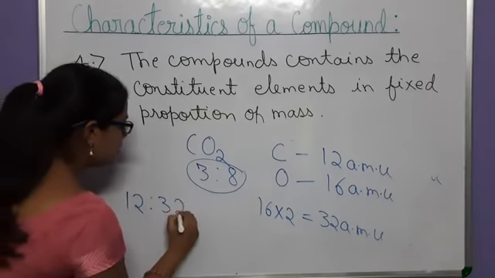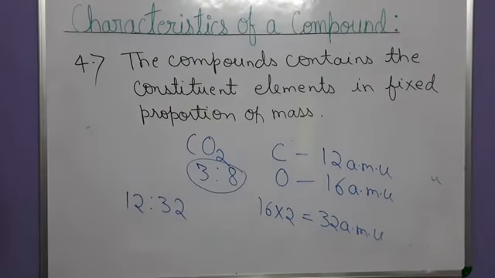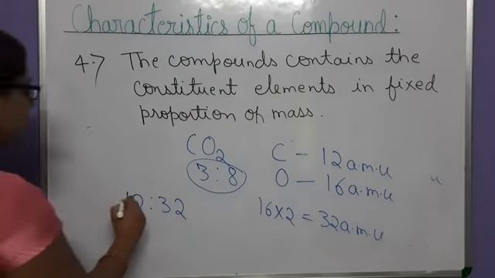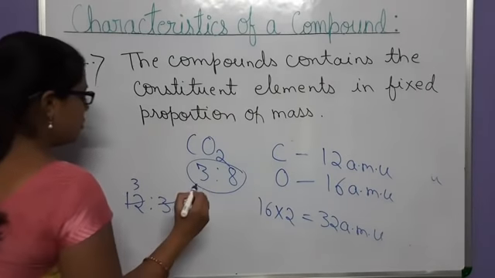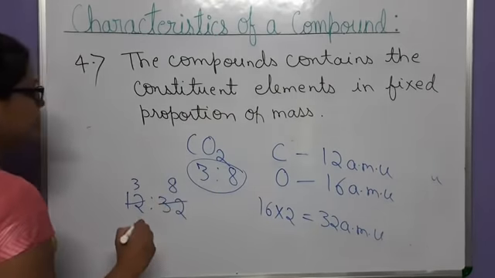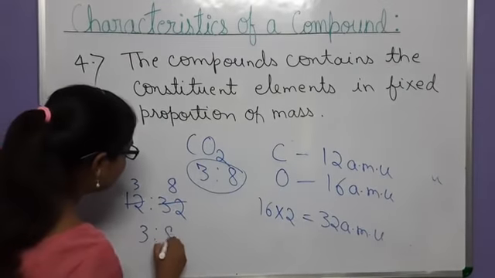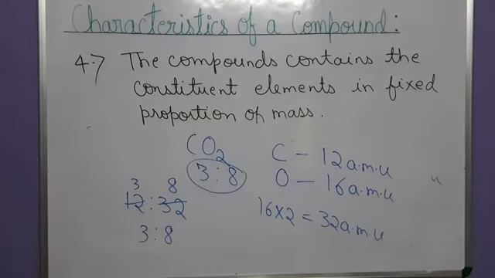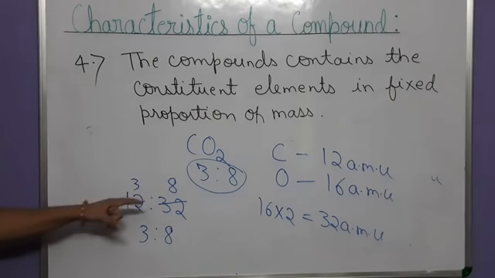12:32. Reduce it, what answer will you get? Okay, 4 3s are 12 and 4 8s are 32. So the ratio will be what? 3:8. So the atomic mass ratio of carbon and oxygen in a carbon dioxide molecule is 3:8.